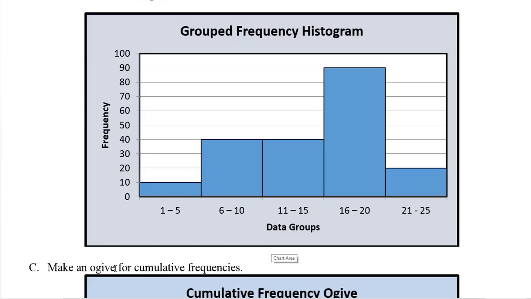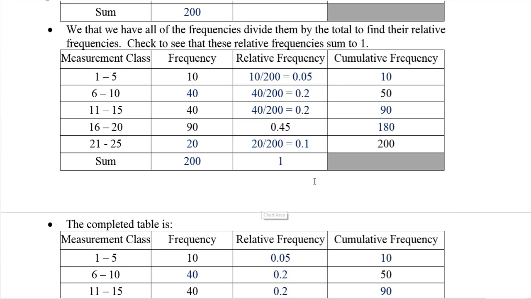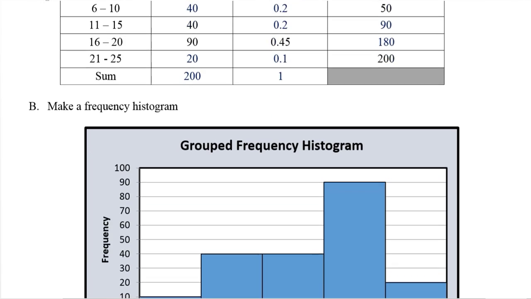How about an ogive? Remember, an ogive is a cumulative frequency graph. It starts at 0. And then at the end of the first one, we go up however tall it is, 10. Okay, for the first one. Then the next one we add in the next one, that's a total of 50. So what we're doing is we're just graphing ordered pairs here. Well, this is our input, that class. And then we're graphing dots at a height of 10, 50, 90, 180, and 200.